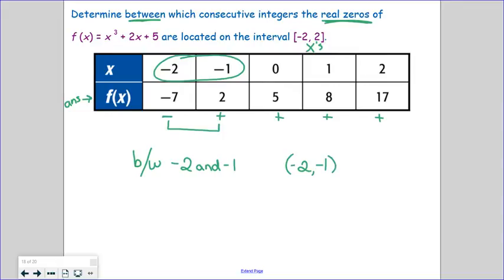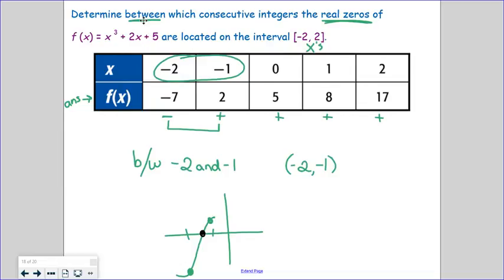Again, let me give you a visual of what's going on. We've got this picture. Over here at -2, we had a point down here at -7, right? -2, -7. And then up at -1, we had a point up here at +2. Since my graph is continuous, I know as I connect those two points, it's going to hit my x-axis somewhere in between -2 and -1. That's what's happening, okay? So let's try one from scratch.